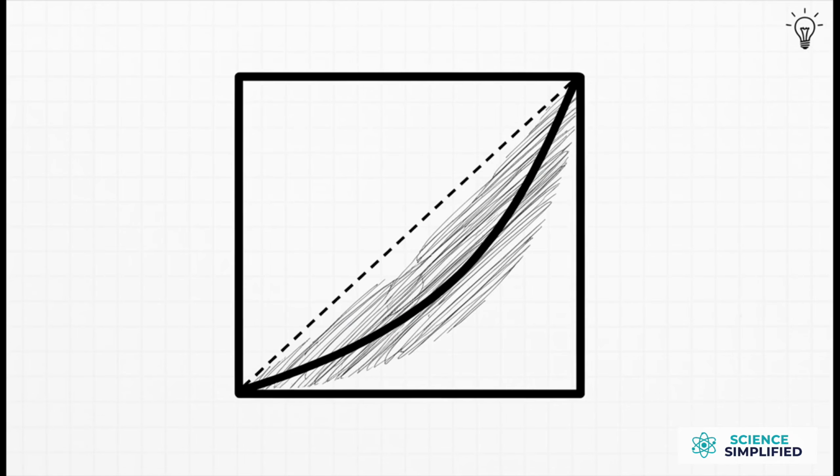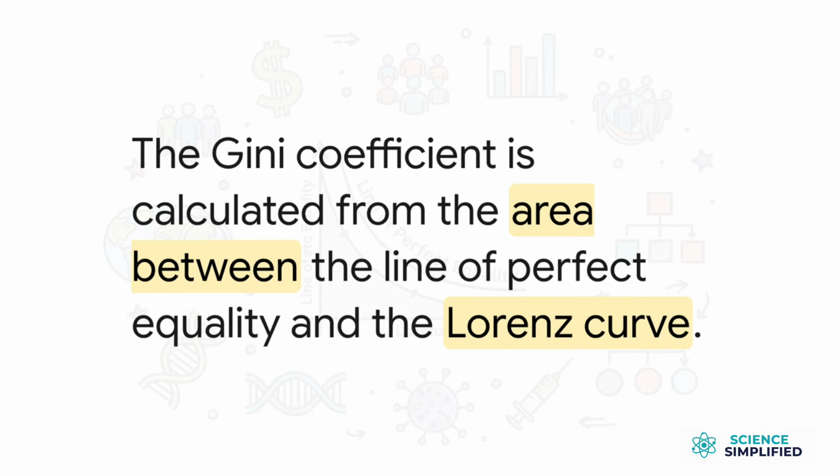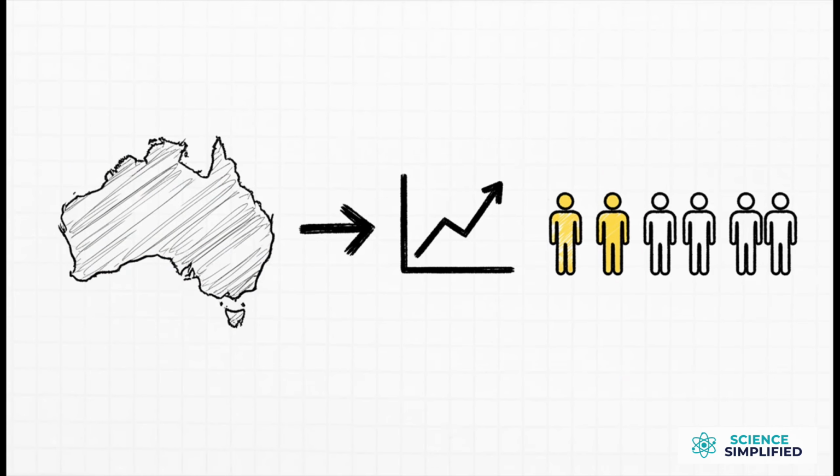This line, the Lorenz curve, shows the actual distribution. And that gap between the two lines, that is the Gini coefficient. Bigger gap, more inequality. Okay, so that's the theory. Now let's see how it played out in this Australian study.